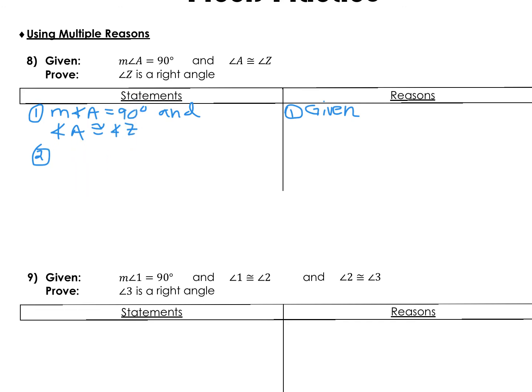But again, I know that you may not see that there's a difference here, but that's an equality statement, and that's a congruency statement. So we're going to change this notation because we know that congruent angles have equal measure. So we're going to change this to an equality statement. Then my next statement would be the measure of angle A is exactly equal to the measure of angle Z. And my reason for that is congruent angles have equal measure.